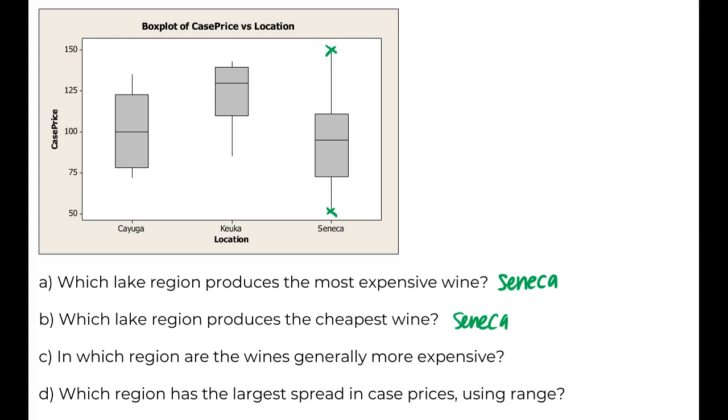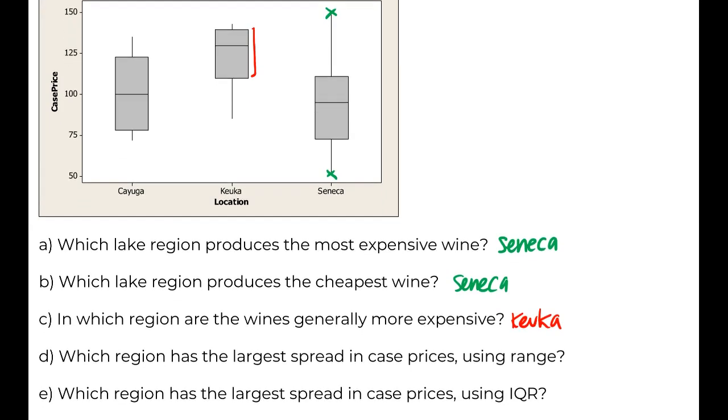So a question I might care about is, in which region are the wines generally more expensive? What I would be looking at is the box portion of the box plot, right? This is the middle 50%. These are the typical values. And so the box portion of the box plot is the highest in Cayuga. I don't actually know that I'm pronouncing any of these things properly. It's fine. And then the last two questions, we're talking now about spread instead of about extreme values or center.